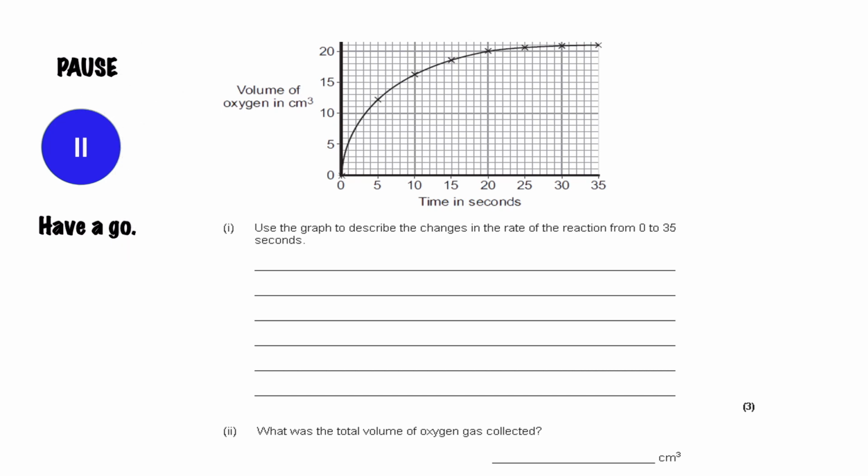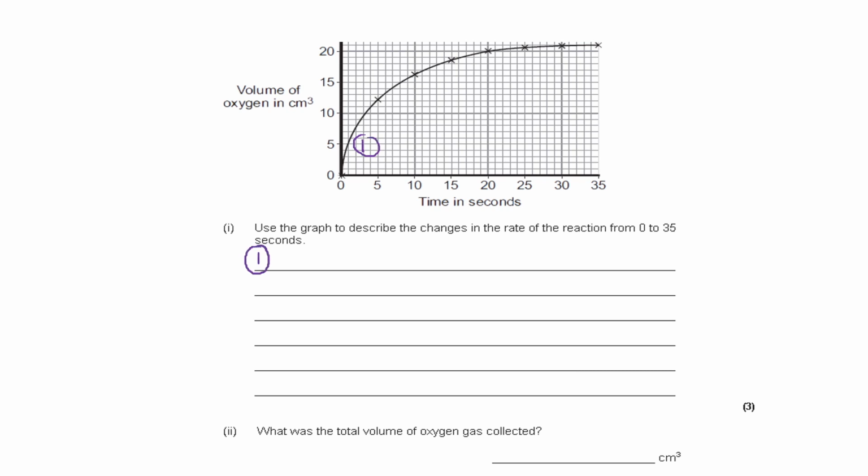In this first question, we can see that we have a graph of a reaction occurring that produces a gas, and the question is, use the graph to describe the changes in the rate of reaction from 0 to 35 seconds. So at the first part, we can see that the gradient is quite steep, so the reaction is occurring quite quickly here. So at part 1, we say the reaction is fast. Then, after a little while, the gradient is becoming less steep as the reactants are being used up, so the reaction is starting to slow down.